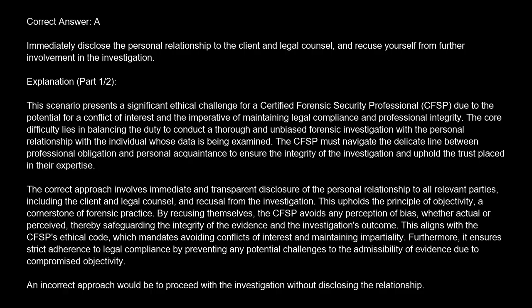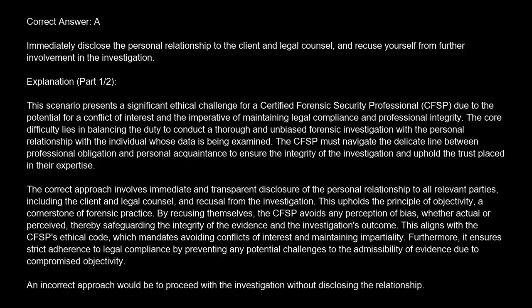This aligns with the CFSP Ethical Code, which mandates avoiding conflicts of interest and maintaining impartiality. Furthermore, it ensures strict adherence to legal compliance by preventing any potential challenges to the admissibility of evidence due to compromised objectivity.